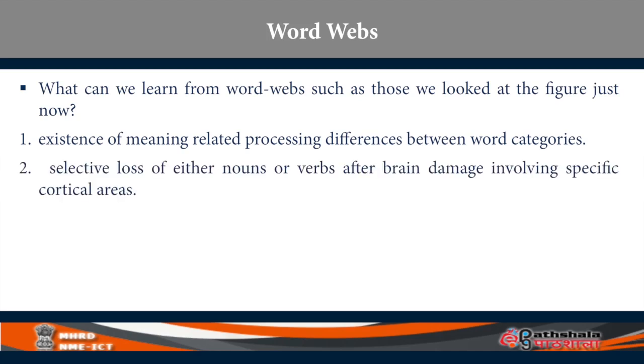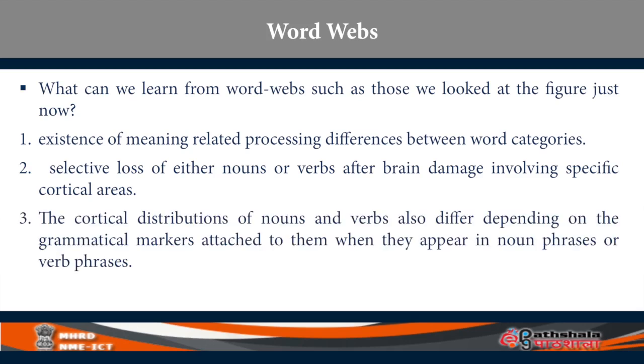Now, selective loss of nouns or verbs after brain damage. If you say verbs involve motor cortex in the frontal lobe, we can go and study, when motor cortex is damaged in a brain damaged patient, are the verbs lost independently of nouns? Is there more selective damage to verbs much more than nouns? That is what neurolinguists do. The cortical distribution of nouns and verbs also depends on, of course, we don't talk in nouns or verbs in isolation.